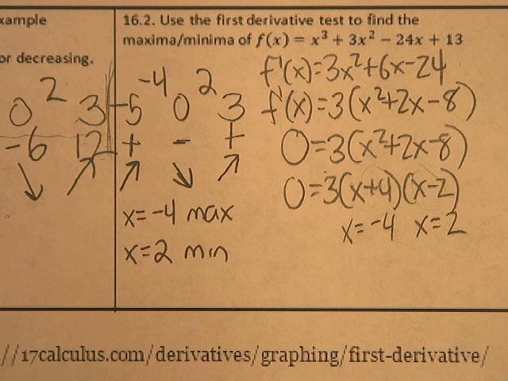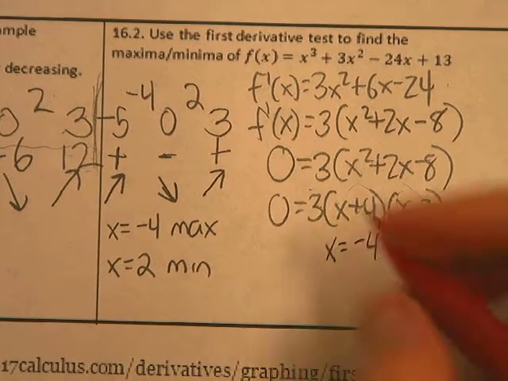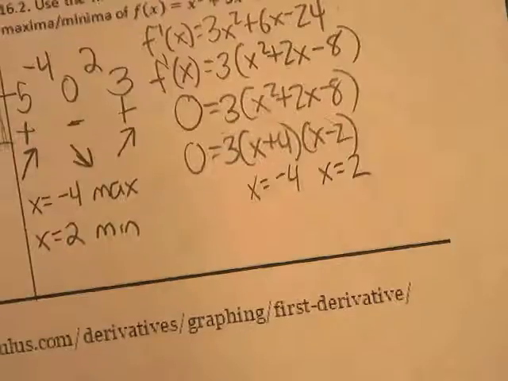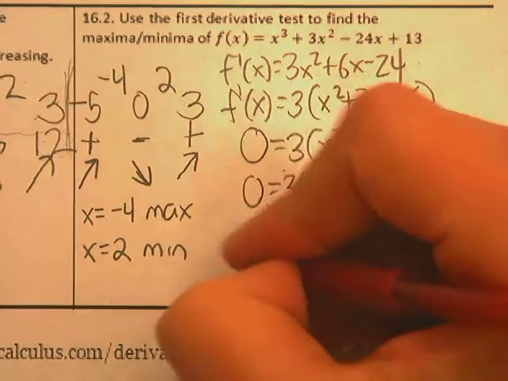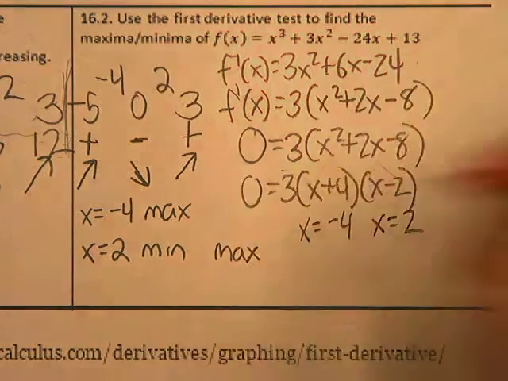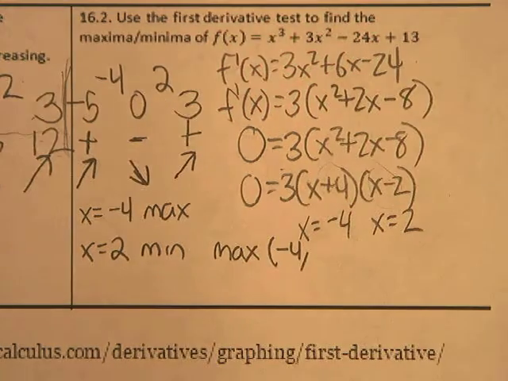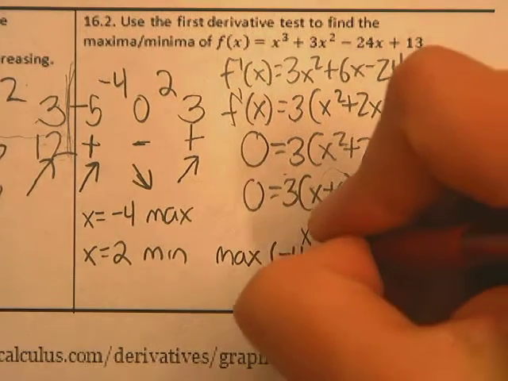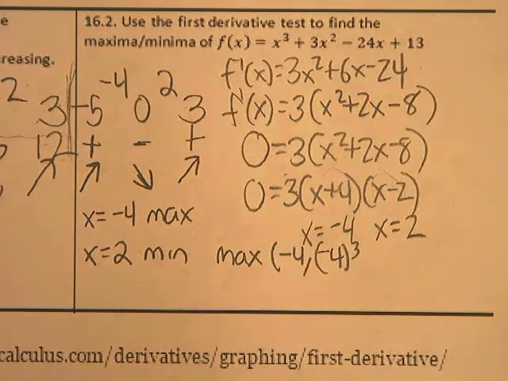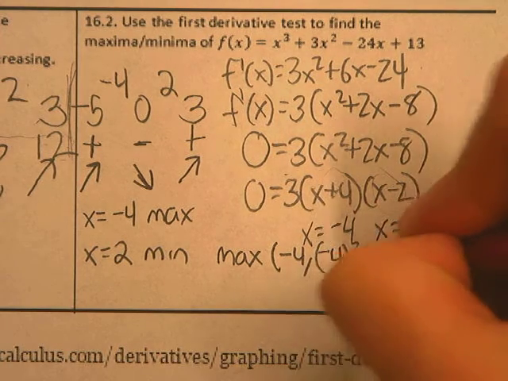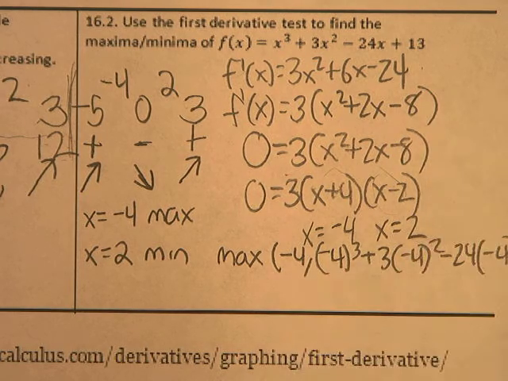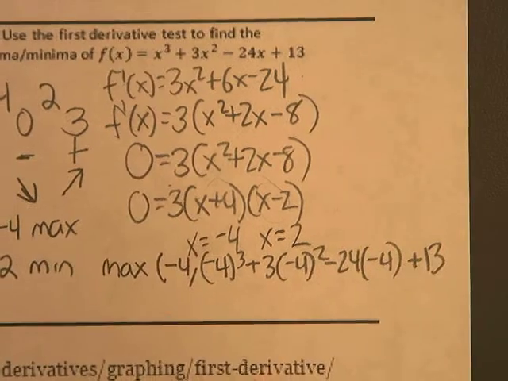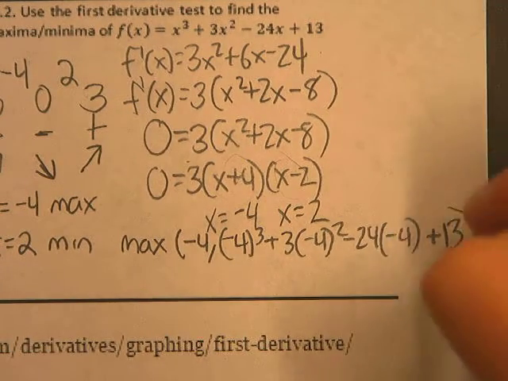Now this says find the maxima and minima, not the x values of the maxima and minima. So I should actually find these points. Let's throw them in extra space. So our max is actually at negative 4, comma, and this is a totally legit way to write this on the test. Negative 4 cubed plus 3 times negative 4 squared minus 24 times negative 4 plus 13. There we go. That's the point at which there's a maximum.